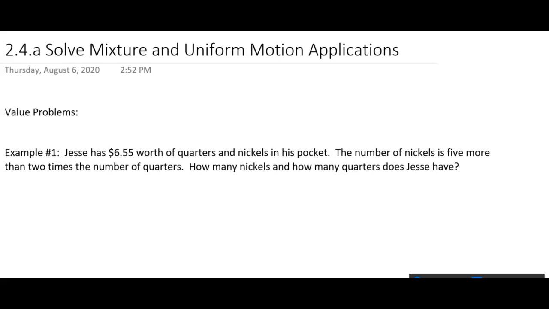2.4, we're going to talk about mixture and uniform motion applications. So mixture problems, you can have different types, but the kind that we're going to start talking about here are the value problems. So you have dimes and nickels.